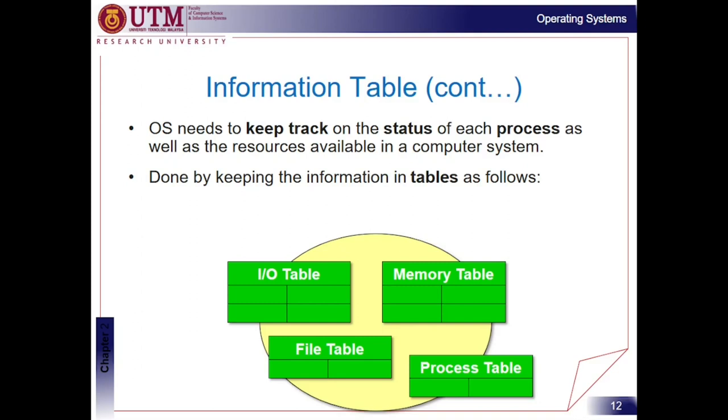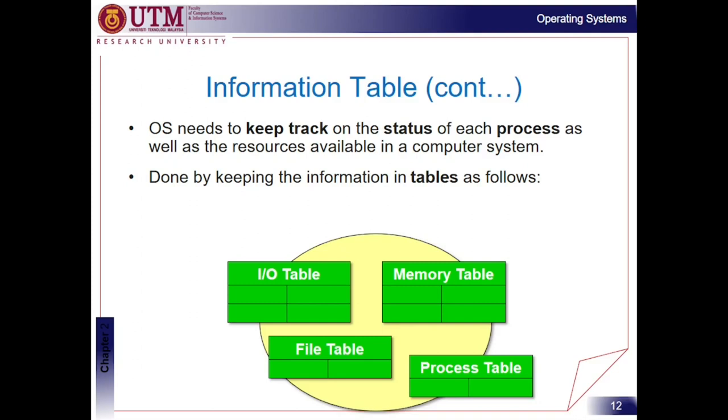Another table is the memory table. This table contains information about the main memory of the system, such as how much memory is available, how much memory is allocated to each process, and where each process is located in memory. The memory table also keeps track of any virtual memory or swapping mechanisms that are used to extend the main memory.